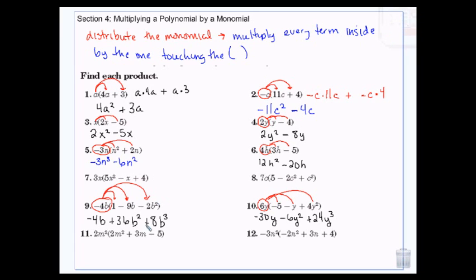Any questions? Final ones. If I have an exponent outside, that's okay too. It's just the same process. I'm multiplying in. So 2 times 2 is 4, m squared times m squared gives me m to the fourth. 2 times 3 is 6. m squared times m is m to the third. And then 2 times negative 5 is negative 10, and there's no m, so it just stays m squared.